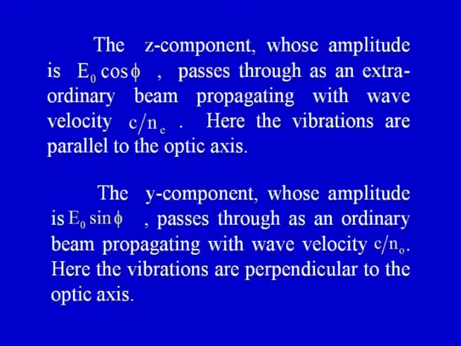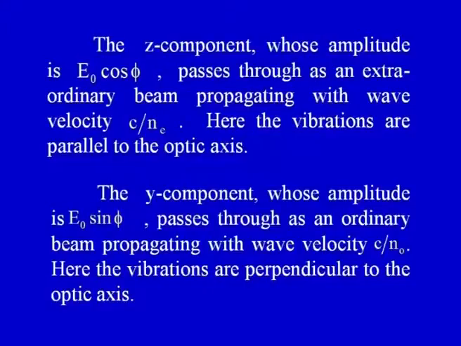The z component, whose amplitude is E naught cos phi, passes through as an extraordinary beam propagating with the wave velocity c by n e. Here the vibrations are parallel to the optic axis. The y component, whose amplitude is E naught sin phi, passes through as an ordinary beam propagating with the wave velocity c over n0. Here the vibrations are perpendicular to the optic axis, also perpendicular to the propagation direction.